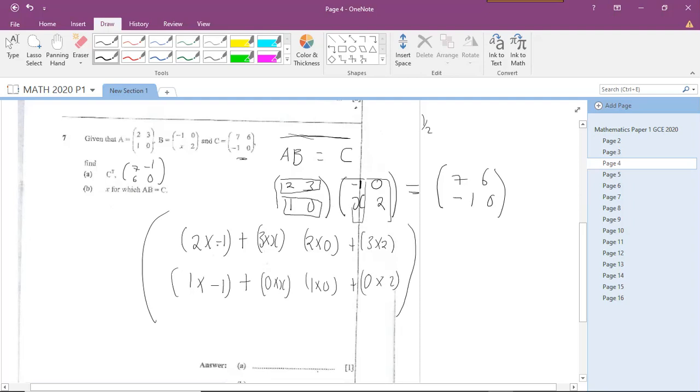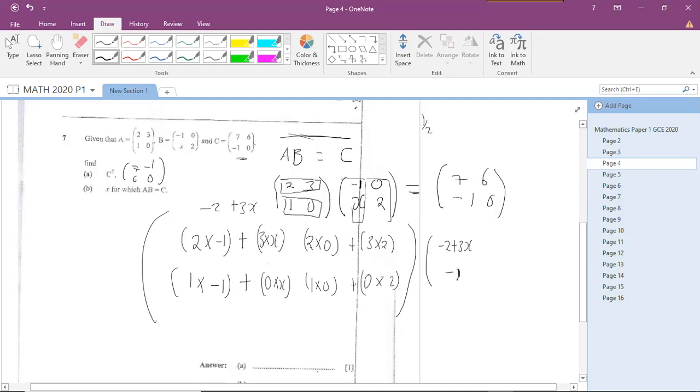So all we have to do is now evaluate. 2 times -1 will be -2. 3 times x will be 3x. Combining these two, -2 plus 3x, we cannot add these. So our matrix will be -2 plus 3x. Then if we evaluate this here, 1 times -1 will be -1, and 0 times x will be 0. So it will be just 0 plus -1, which will just be -1.